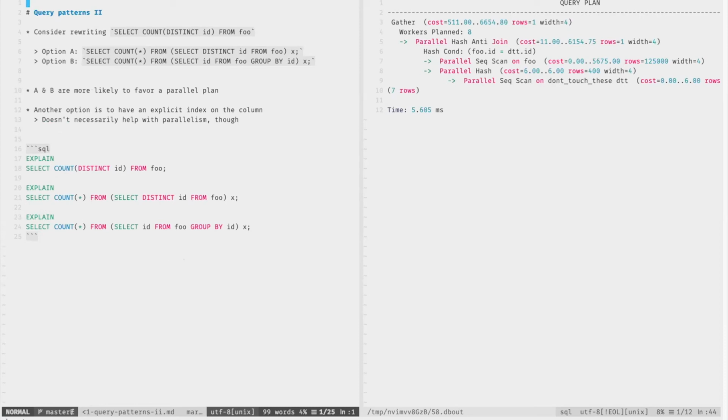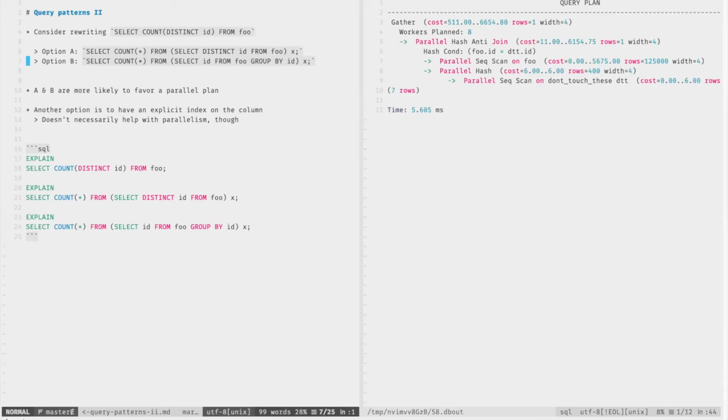Next one. A favorite one of mine, actually: SELECT COUNT(DISTINCT). This is something really nice because it slows your queries down. And you want to rewrite this, and you have two options to do so. Either you do SELECT COUNT(*) and move the SELECT DISTINCT inside. And the other option is you do a SELECT COUNT(*) and you're not using DISTINCT at all, but you're using a GROUP BY. Why am I proposing this? Because with either of those two, you will likely get a more parallel plan.